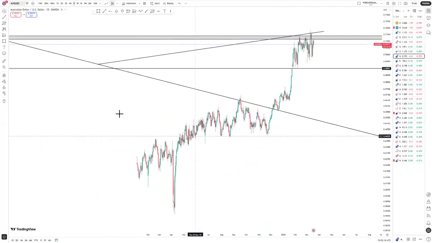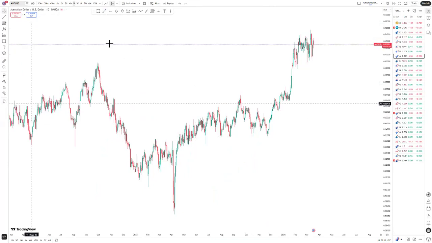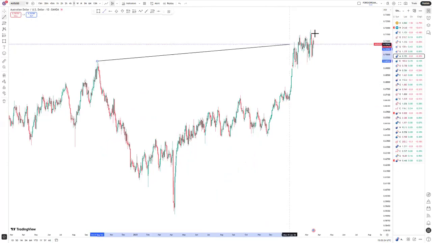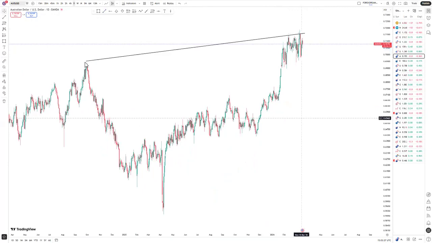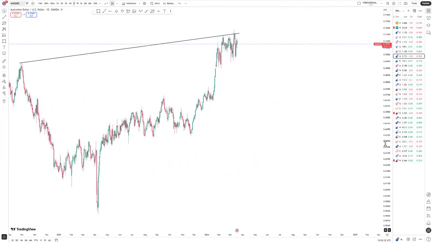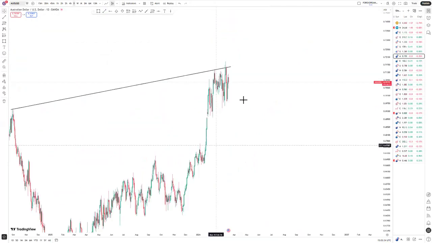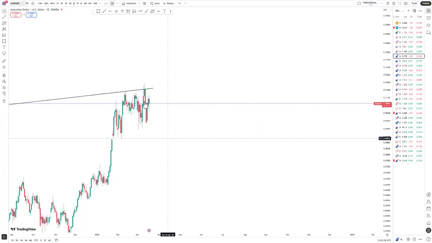We are on daily chart right now. Let me erase everything so that whatever we do here, it will be easy. Here we go. And then that's our third touch there. They tried to penetrate the third touch, but eventually they went down.